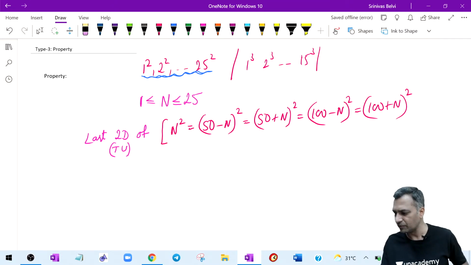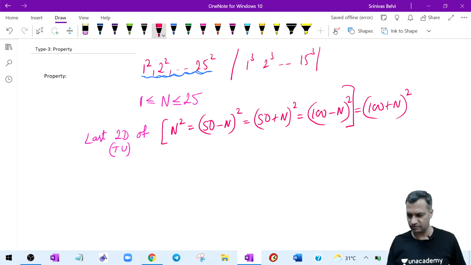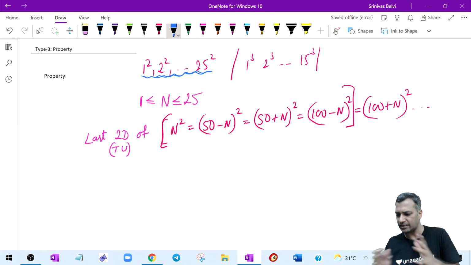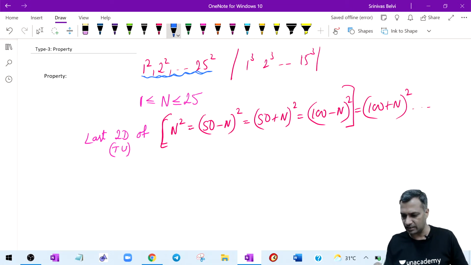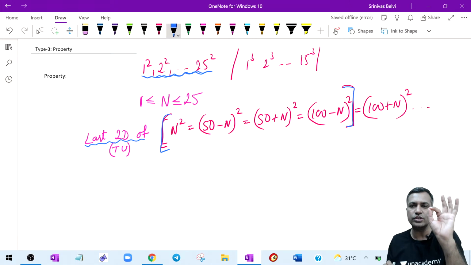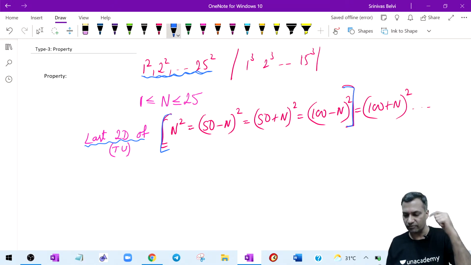I need to stop it somewhere. Technically the stoppage here is good enough for us from the CAT perspective. Can I continue the story? You can, but that doesn't really matter. What matters to us is this particular bracket: the last two digits of n square are the same as those of (50 minus n) square. I am not proving that n square is equal to (50 minus n) square. I'm saying that only the last two digits would remain constant. The last two digits of n square are the same as the last two digits of (50 minus n) square, which in turn are the same as those of (50 plus n) square, etc.